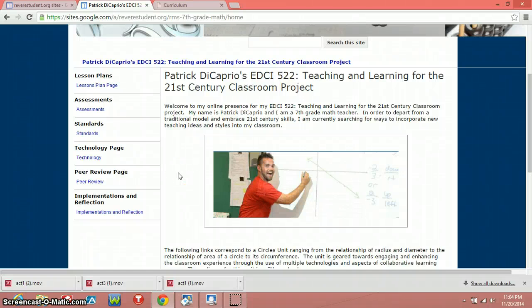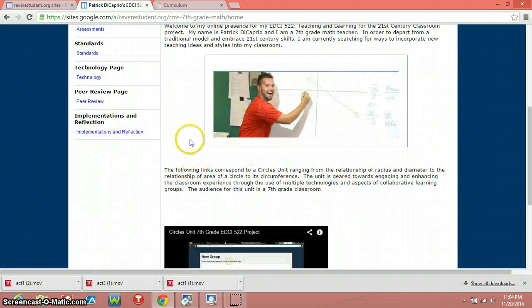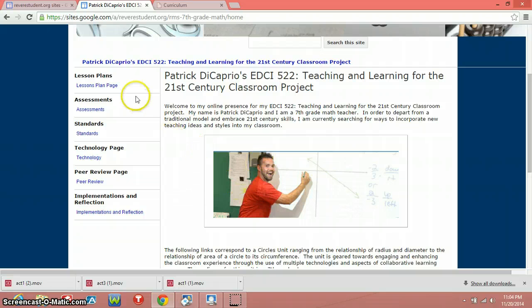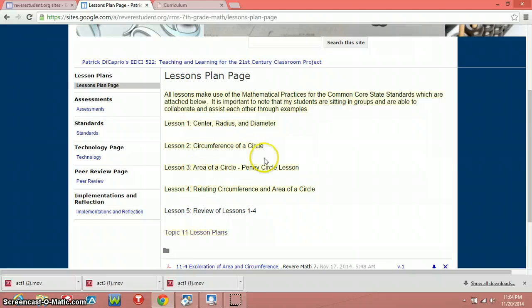Hi, my name is Patrick DiCaprio, and welcome to my web presence for my unit on circles. We'll be exploring multiple concepts of circles through the use of various technologies and resources, also with an aim of collaborative learning and peer-to-peer learning for an audience of a 7th grade classroom. Here's my opening page, my welcome page, and let's get straight to the lessons.